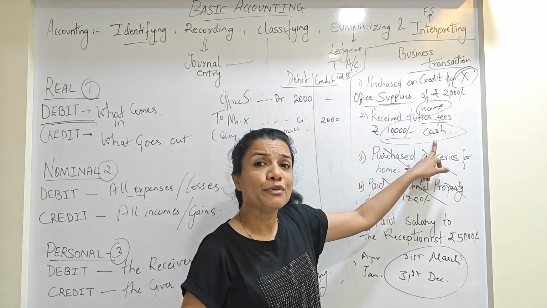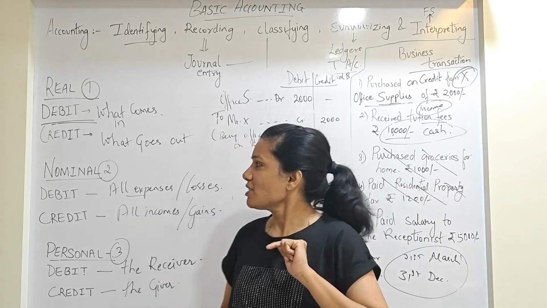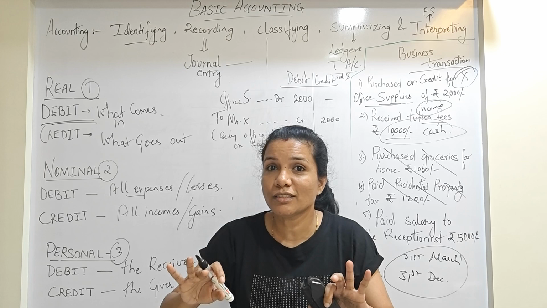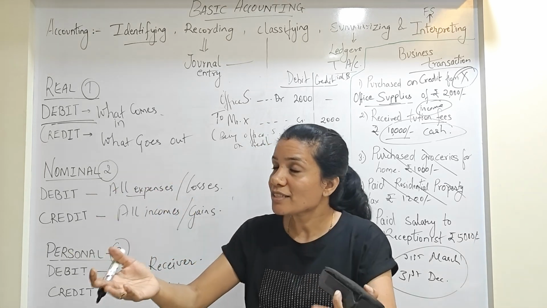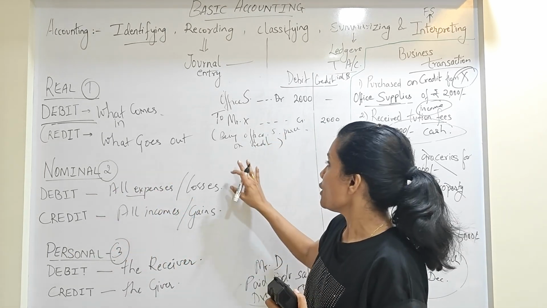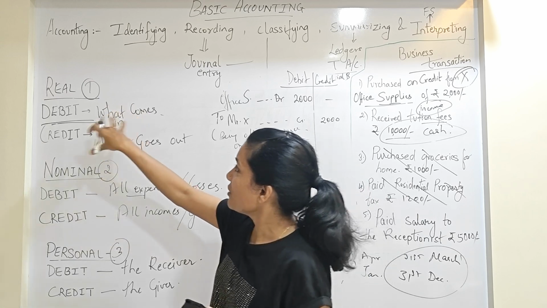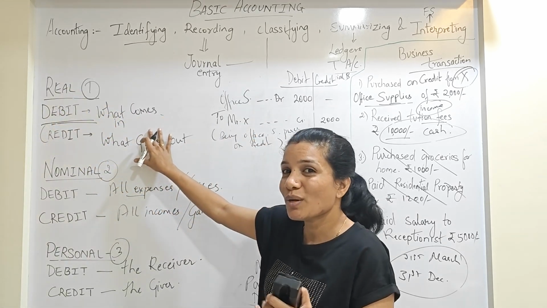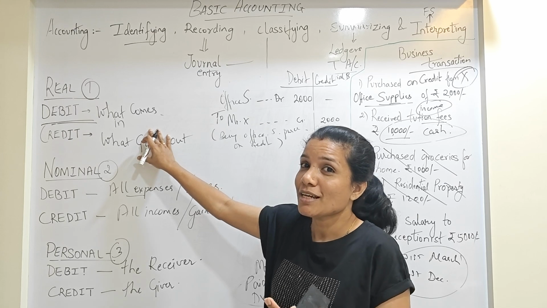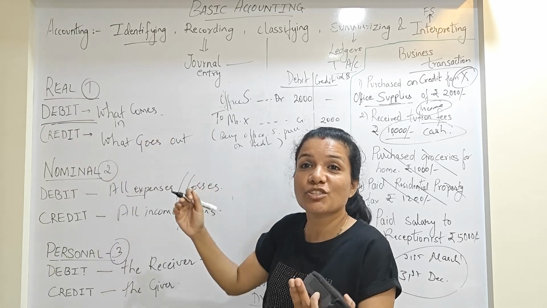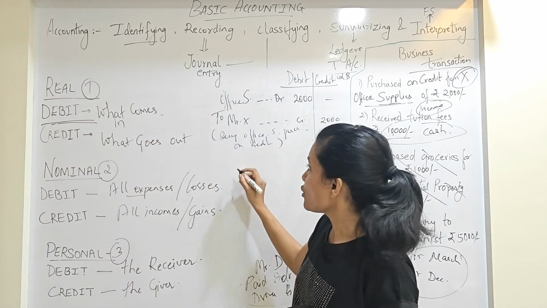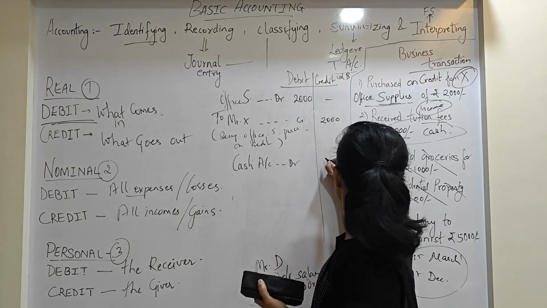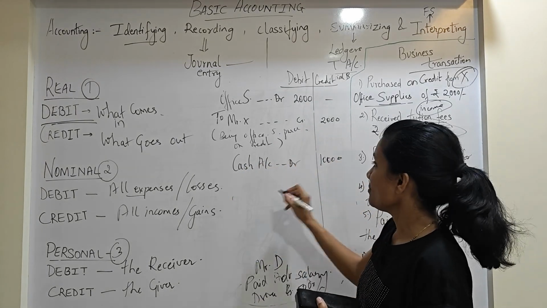And what did I receive? Cash. Cash is a real account because at the end of the accounting year, we don't write it off. We are going to use it for the next financial year, next accounting year. So, for cash, real account rule says debit what comes in. Now, when I am receiving tuition fees, I am getting the income. So, that means cash is coming into the business. So, debit what comes in. Cash account would be debited for 10,000.